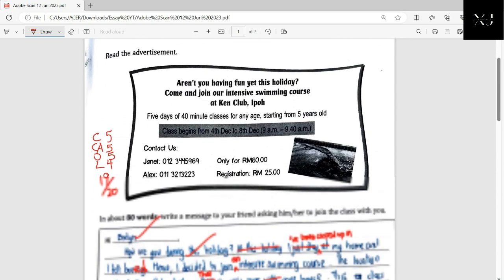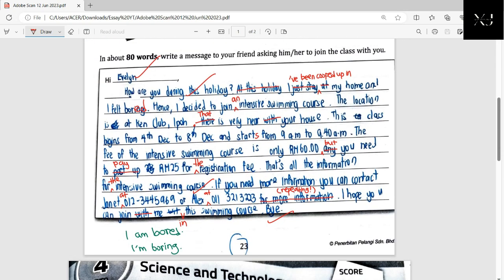So this book is Pelangi's book, Penerbitan Pelangi Sendirian Berhad. The book cover is a light brown color, and I really like this series because the entire book is just essays. The other type of book that is also by Penerbitan Pelangi Sendirian Berhad is all about your paper 1. So I really like buying these books for my students to do.